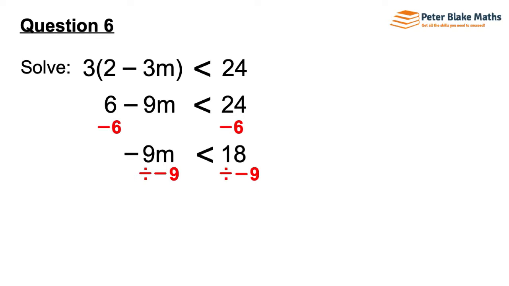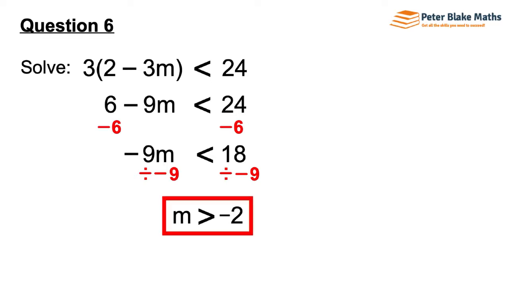So if we divide by minus 9, the m ends up being on its own on the left-hand side, and because we're dividing by a minus number, guess what? That inequality sign changes direction. So we'll now have m is greater than, and 18 divided by minus 9, a plus divided by a minus is a minus answer, and 9 goes into 18 twice. So we'll have m is greater than minus 2 for our final answer. There's a fair bit going on in these questions, so we have to be a little bit careful.